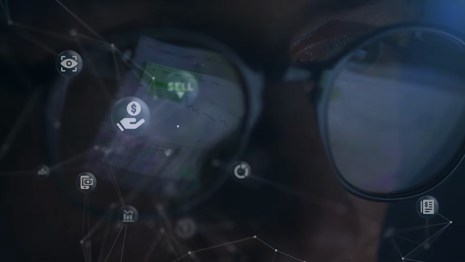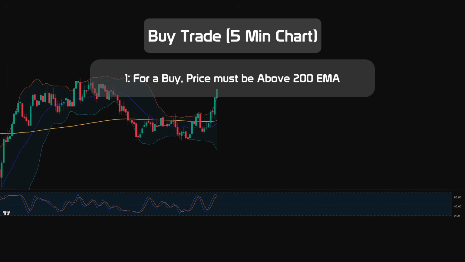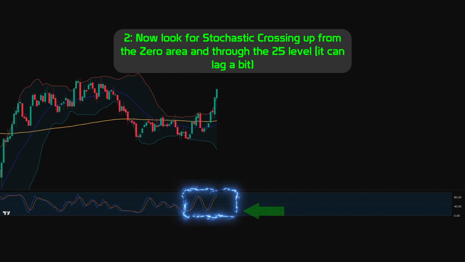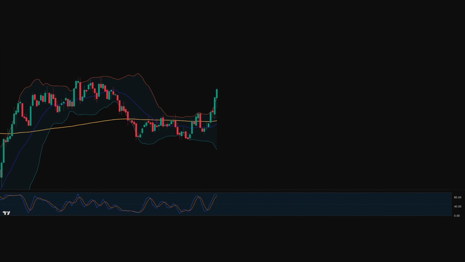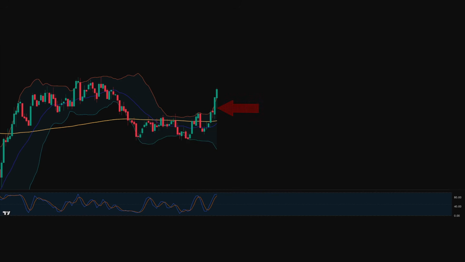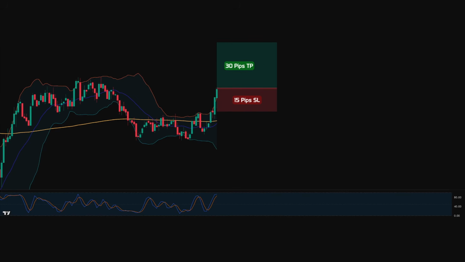Okay, let's look at a buy signal. The price needs to be above the 200 moving average. The stochastic oscillator must cross from the 0 area and through the 20 level. Wait for a candle close above the Bollinger Band's upper band. Stop loss is set at 15 pips or just under the Bollinger Band's centre blue line. Take profit is set at 30 pips or slightly more where needed to maintain a 1-to-2 risk reward ratio.